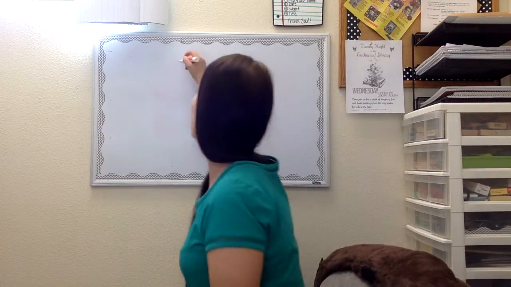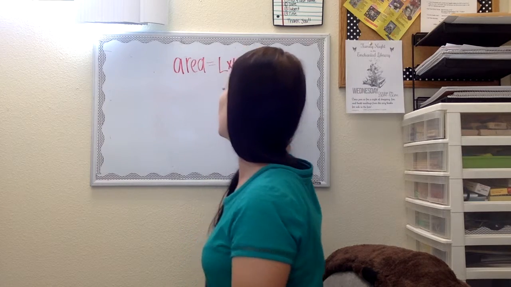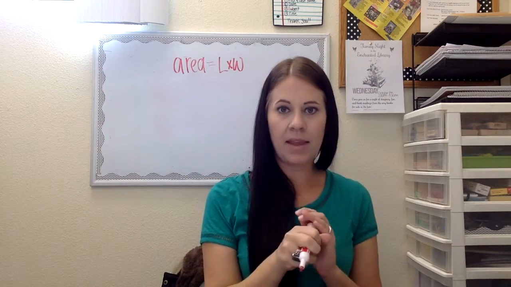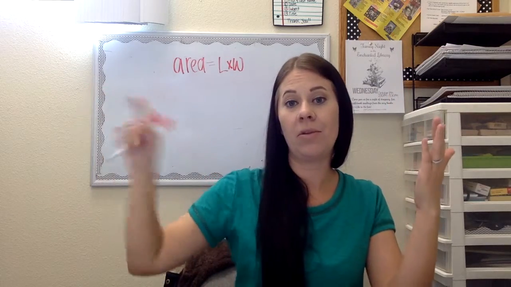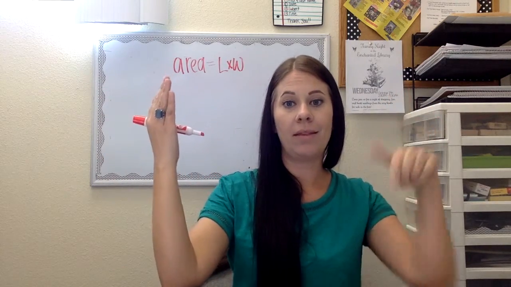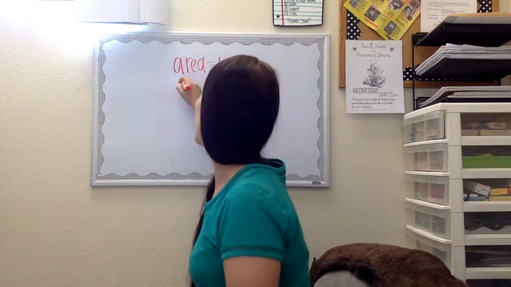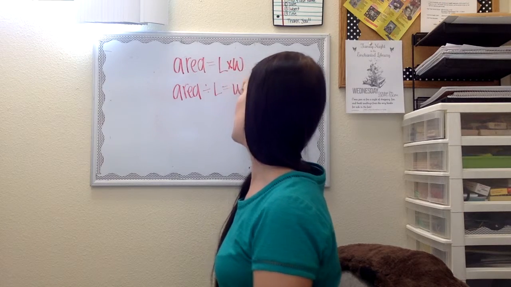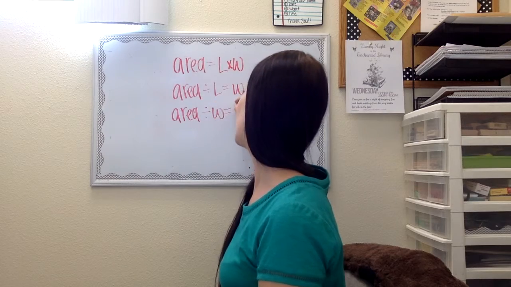So first of all, we know that area is length times width. But there are times with area when they give us the area and the length, and we need to find the width. Or they give us the area and the width, and we need to find the length. When you do that, you need to know: area divided by length equals width. Area divided by width equals length.